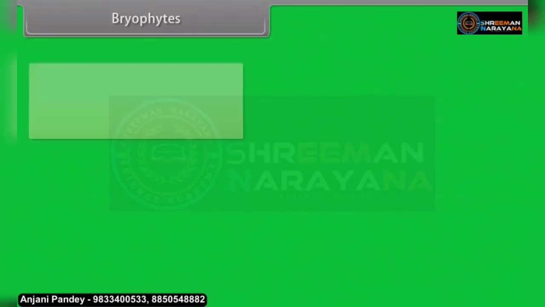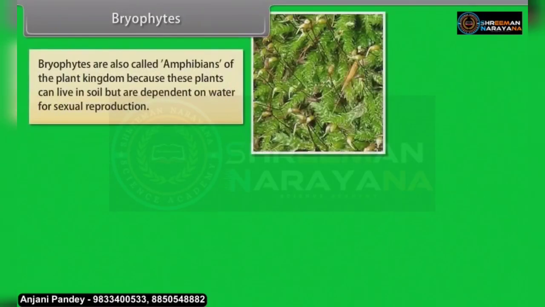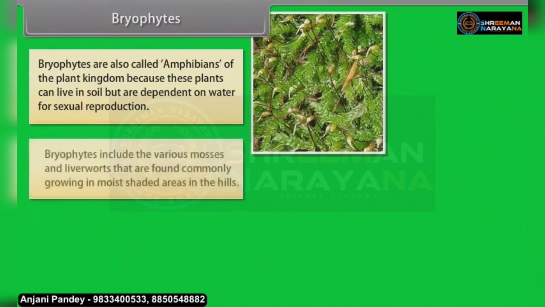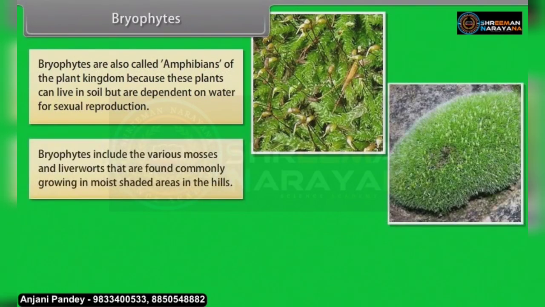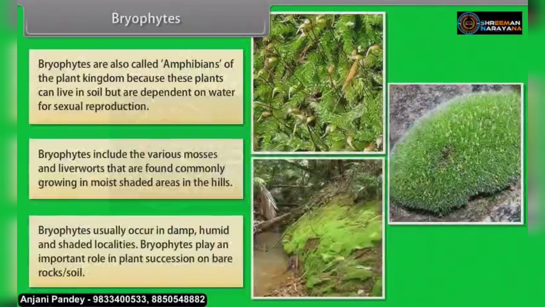Bryophytes. Bryophytes are also called amphibians of the plant kingdom because these plants can live in soil but are dependent on water for sexual reproduction. Bryophytes include the various mosses and liverworts that are found commonly growing in moist, shaded areas in the hills. Bryophytes usually occur in damp, humid, and shaded localities. Bryophytes play an important role in plant succession on bare rocks or soil.